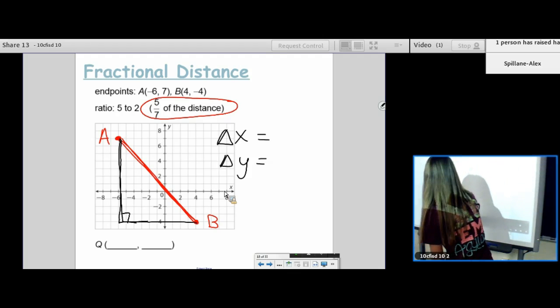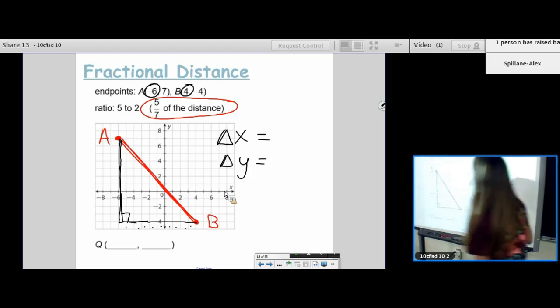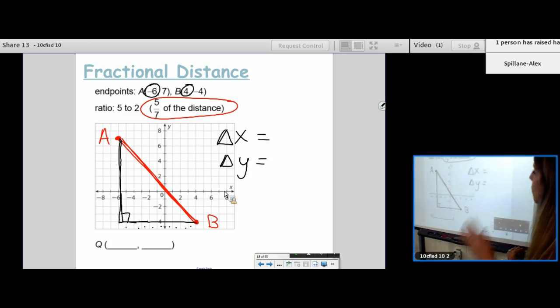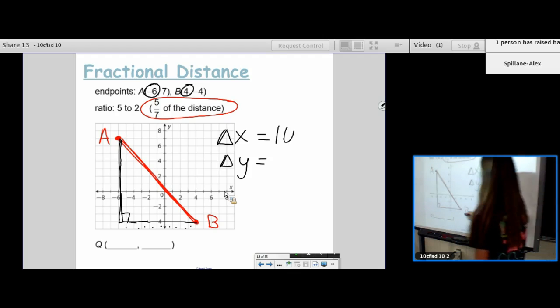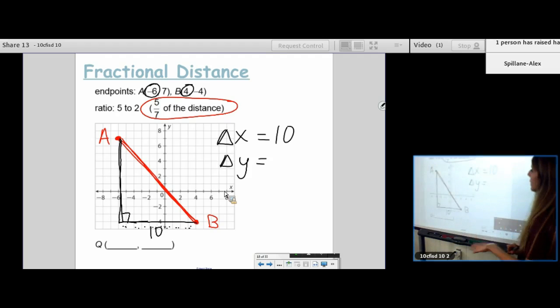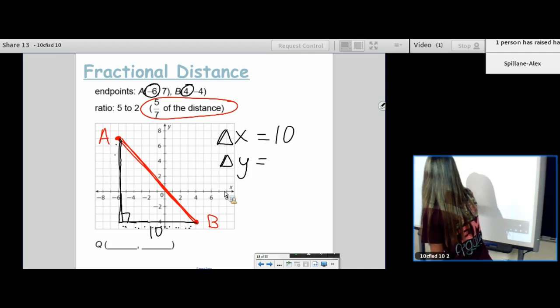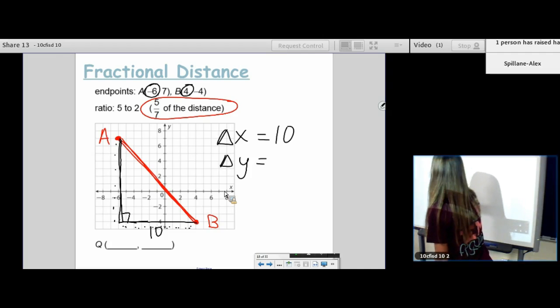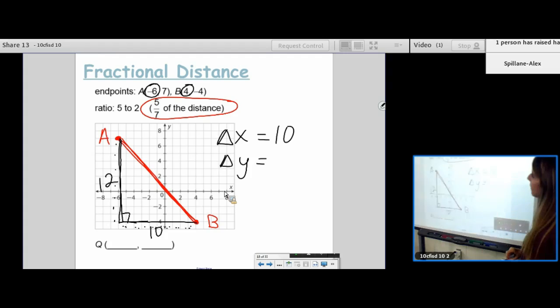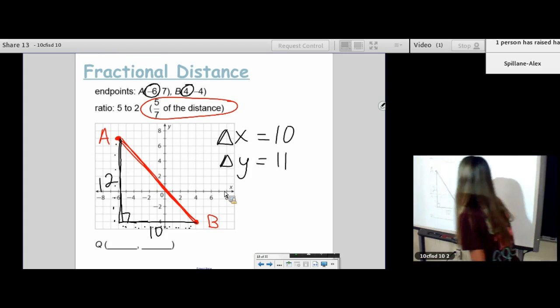Okay. Let's find delta x. I can count or I can subtract my x's. So delta x is 4 minus -6, which is 10. Or I could have counted 10 spots, okay? It's 10. Now let's find the change in y. I can count, or I can just find the distance between 7 and -4. Sorry, it's 11. We need 11.